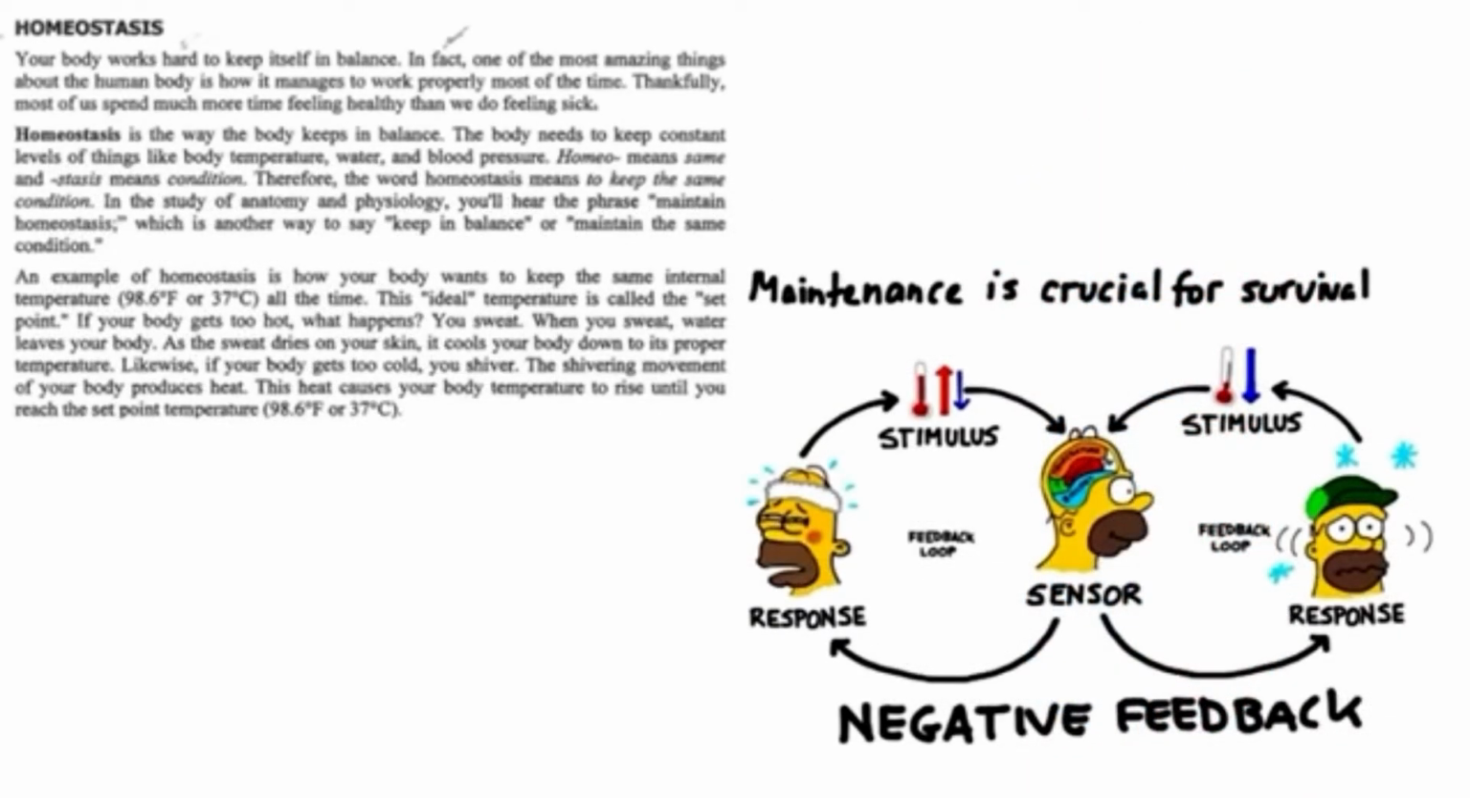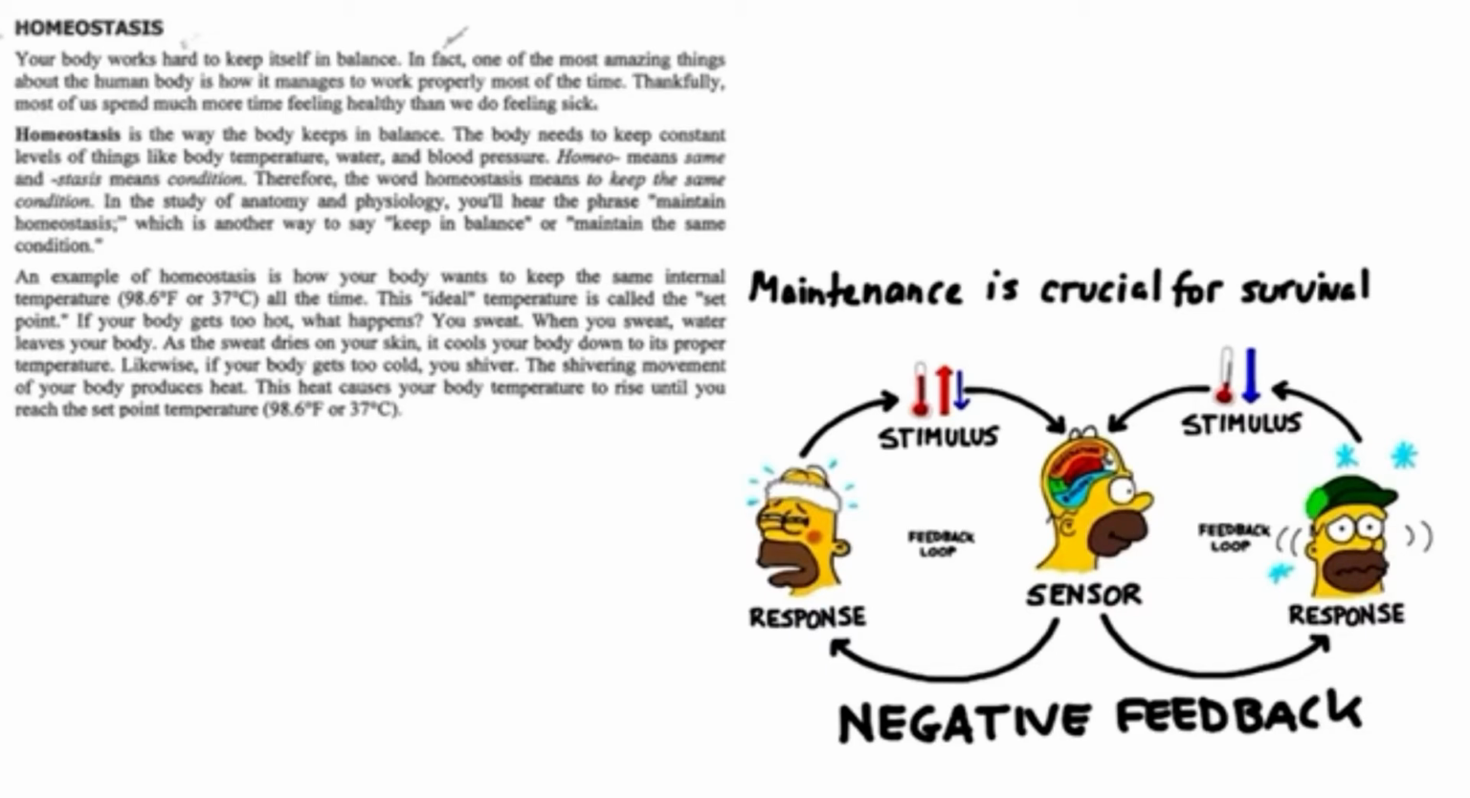Homeostasis. Your body works hard to keep its cells in balance. In fact, one of the most amazing things about the human body is how it manages to work properly most of the time. Thankfully, most of us spend much more time feeling healthy than we do feeling sick. Homeostasis is the way the body keeps in balance. The body needs to maintain levels of things like body temperature, water, and blood pressure.